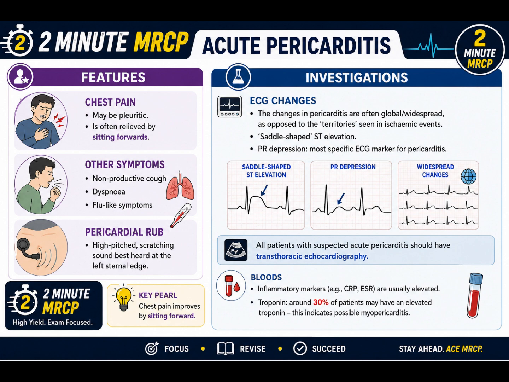All patients with suspected acute pericarditis should undergo transthoracic echocardiography to assess for a pericardial effusion. Blood tests typically show raised inflammatory markers such as CRP and ESR. Troponin may be elevated in around 30% of patients, suggesting associated myocardial involvement, known as myopericarditis.